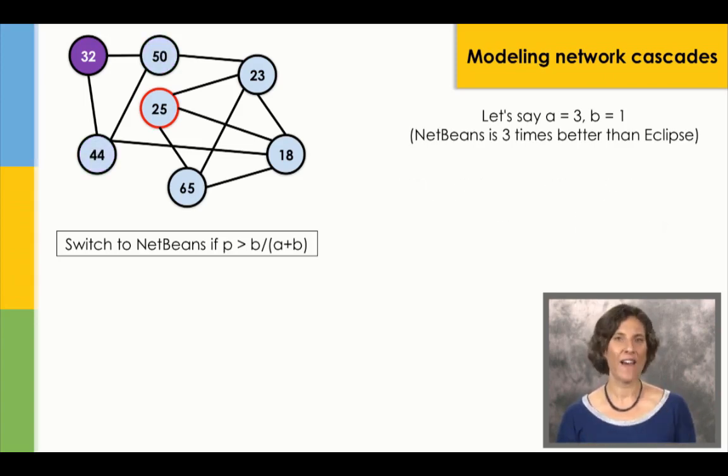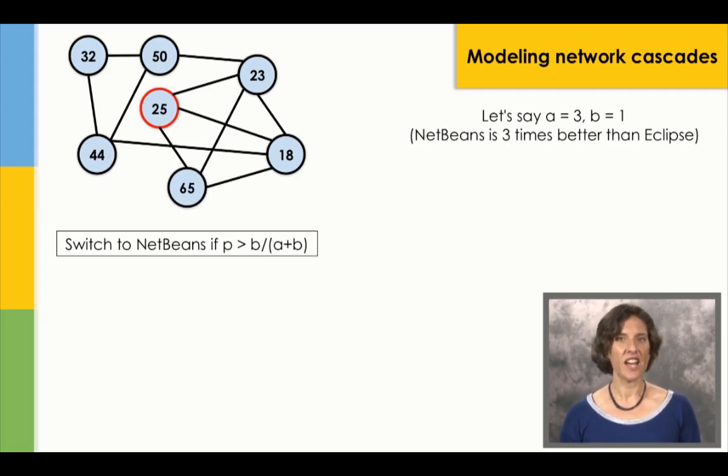And then in that final iteration, we'll see that now 32 is completely surrounded by people using NetBeans, and 32 will also switch its mind and use NetBeans. So here's our new equilibrium state. It looks very different from the equilibrium state before.